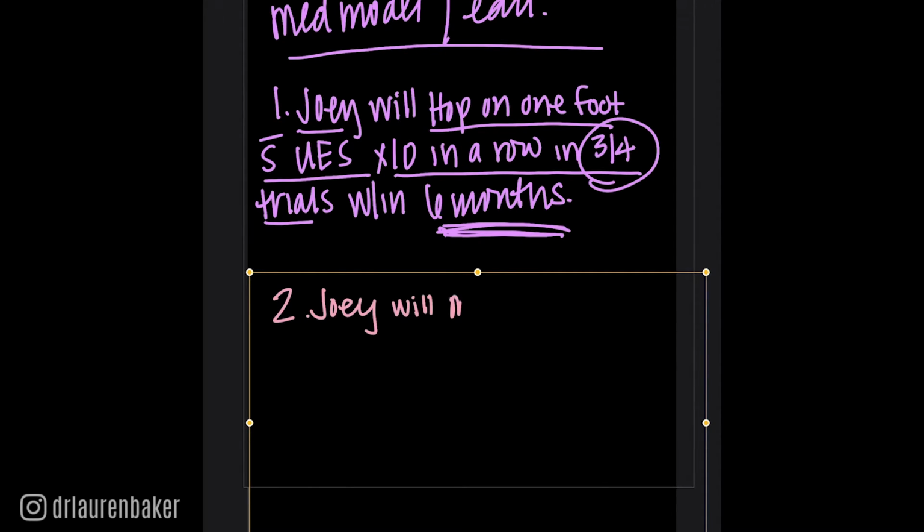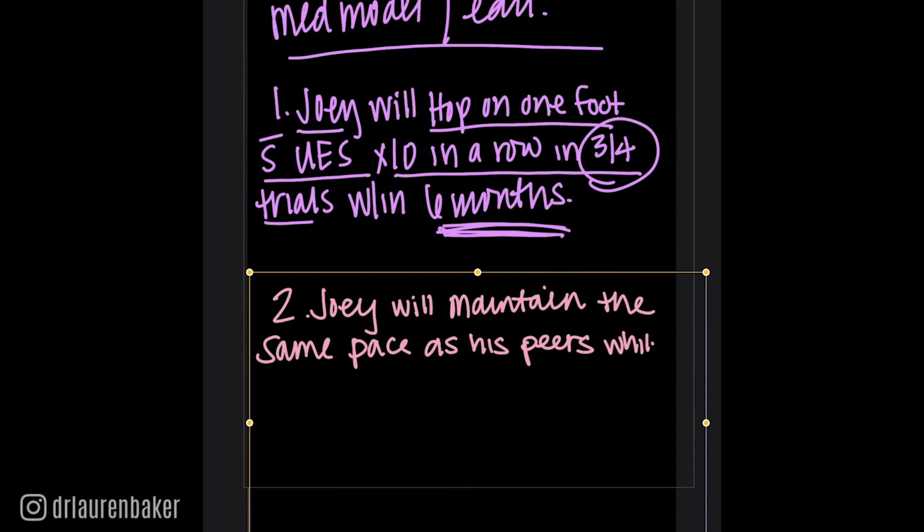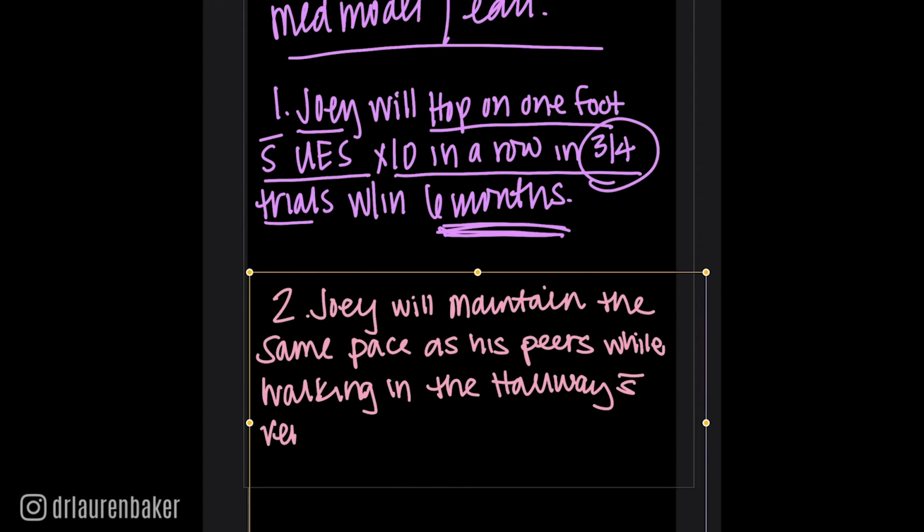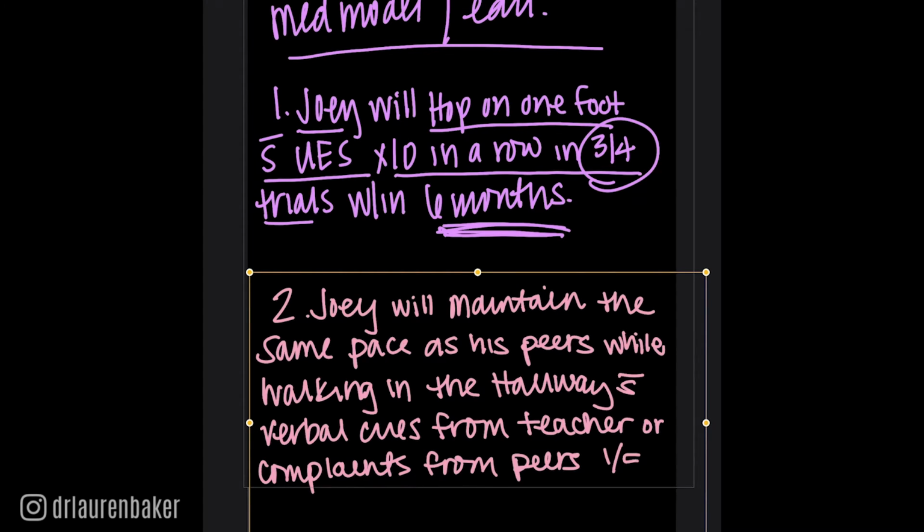Joey will maintain the same pace as his peers while walking in the hallway without verbal cues from teacher or complaints from peers 1 out of 5 times, let's say, per day. So let's say that this is actually a really big area of struggle for Joey. He's constantly getting bumped and pushed from his peers behind him. They get mad at him. They're like, why can't you walk as fast as me? I don't understand it.